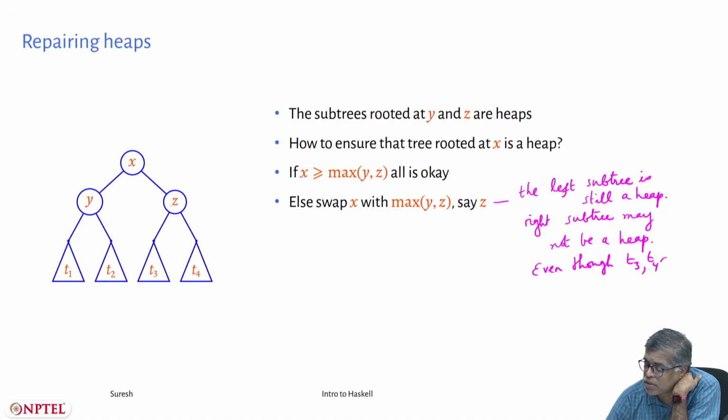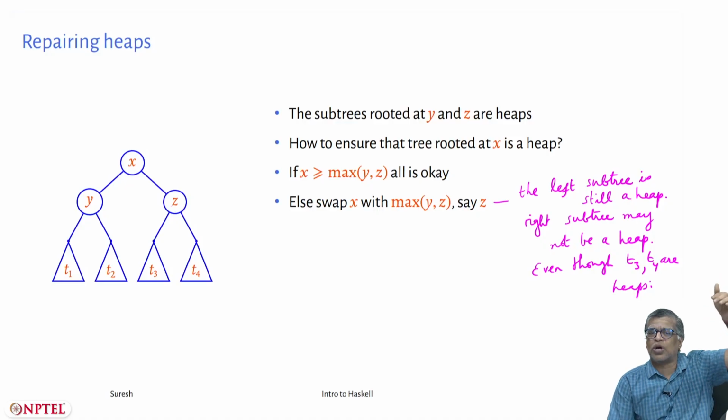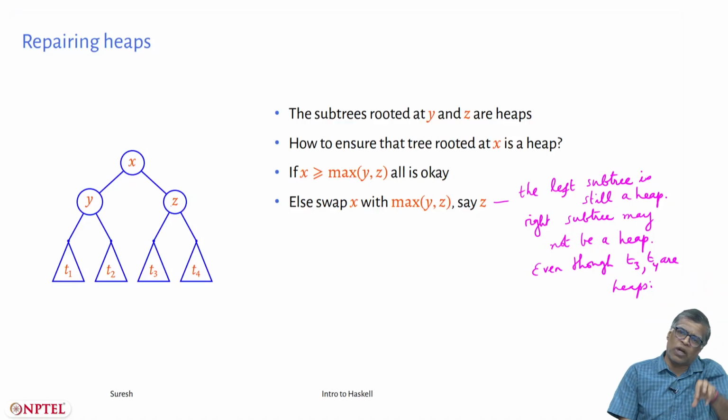Even though T3, T4 are heaps. Why? Because your x could be so small that it is not only less than z, it is also less than some elements in T3 and T4. So you'll have to keep pushing x in, you have to sort of sift x down. X is a small element, it has to keep coming down till it finds its place.